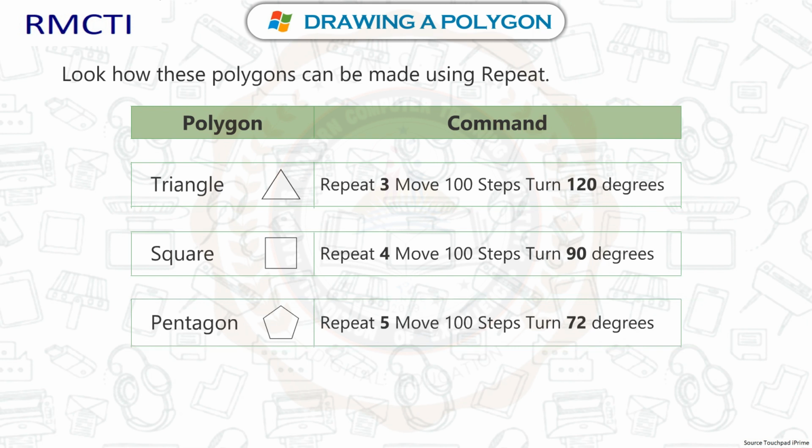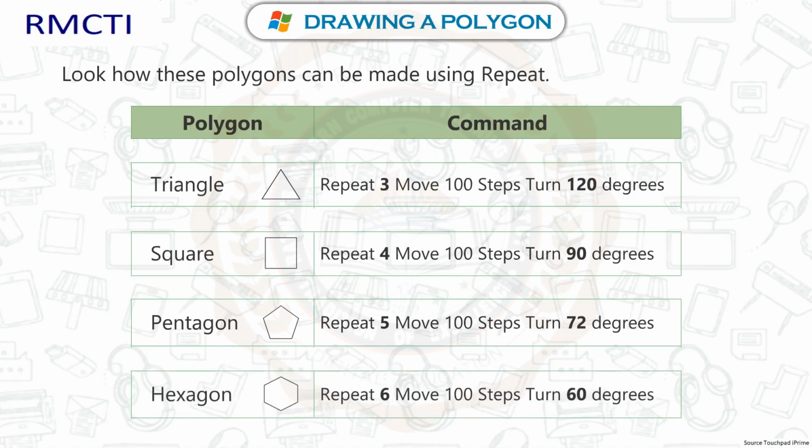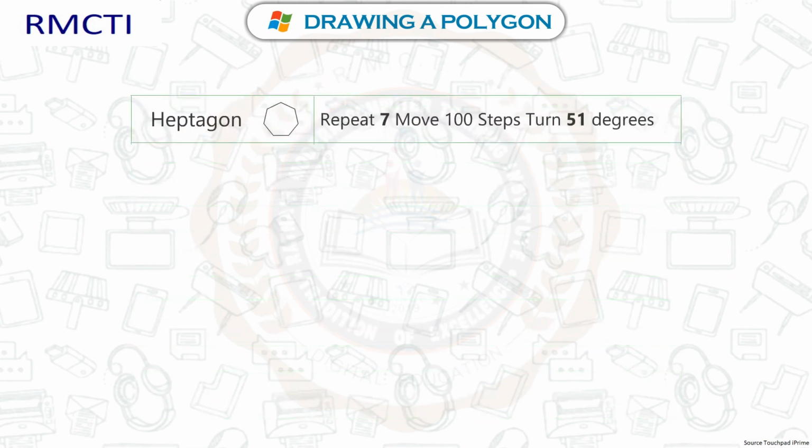Repeat 5 move 100 steps, turn 72 degrees. Hexagon. Repeat 6 move 100 steps, turn 60 degrees. Heptagon. Repeat 7 move 100 steps, turn 51 degrees.